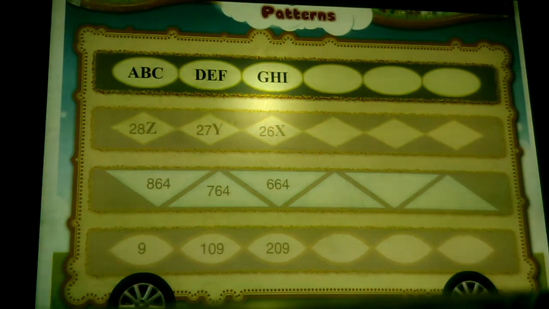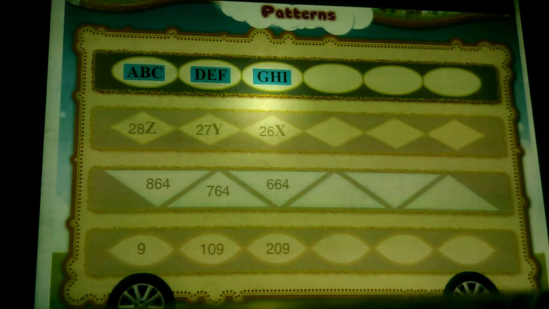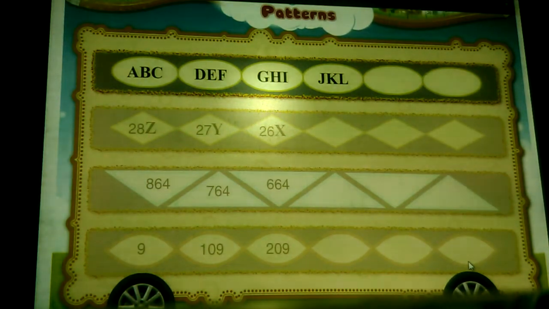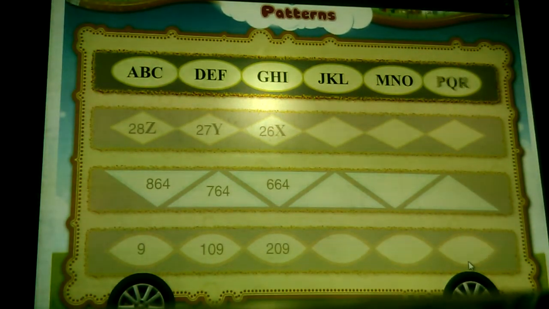In the first oval box, the letters A, B, C are written. In the second oval box, D, E, F. And in the third one, the letters G, H, I are written. Thus, in each oval box, 3 English alphabets are written. Taking this pattern forward, we will write J, K, L in the next box, followed by M, N, O in the fifth, and P, Q, R in the sixth box.